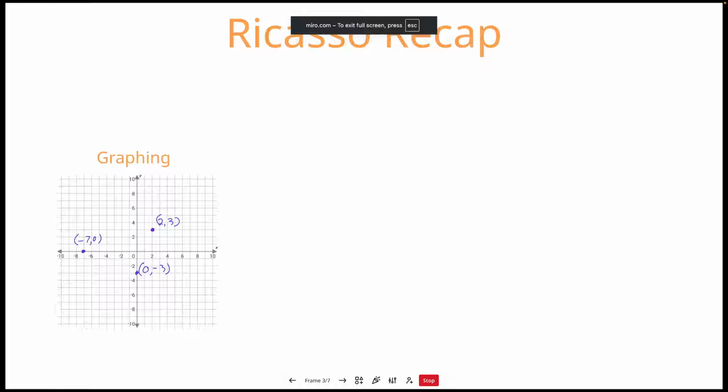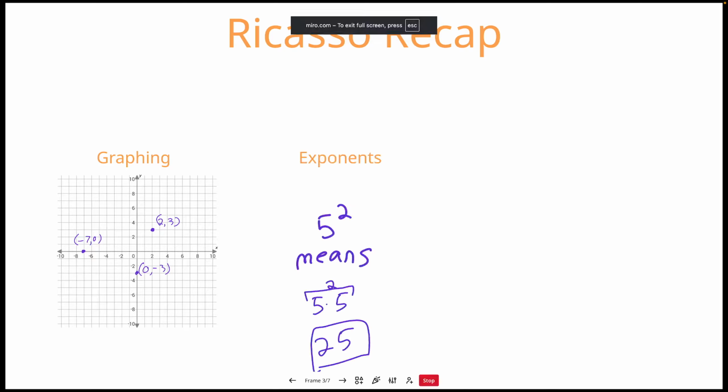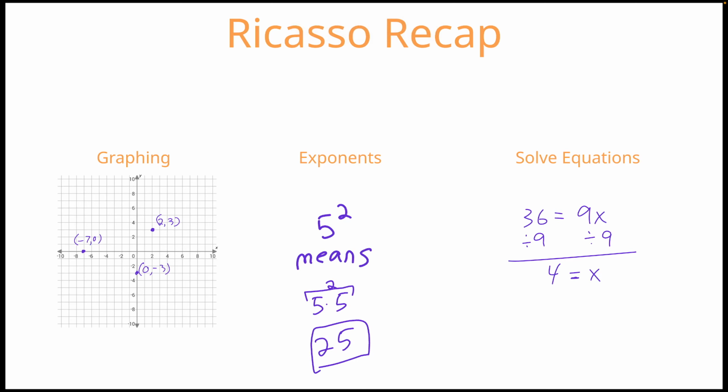In 30 seconds or less, here's what you need to know before you start this lesson. Firstly, you should already know how to graph points on a coordinate plane. Secondly, you should know how exponents work. And lastly, you should know how to solve equations. If you want refreshers on any of these three topics, I will link videos in the description below. Please go watch those before you start this lesson. All right, new lesson starts now.